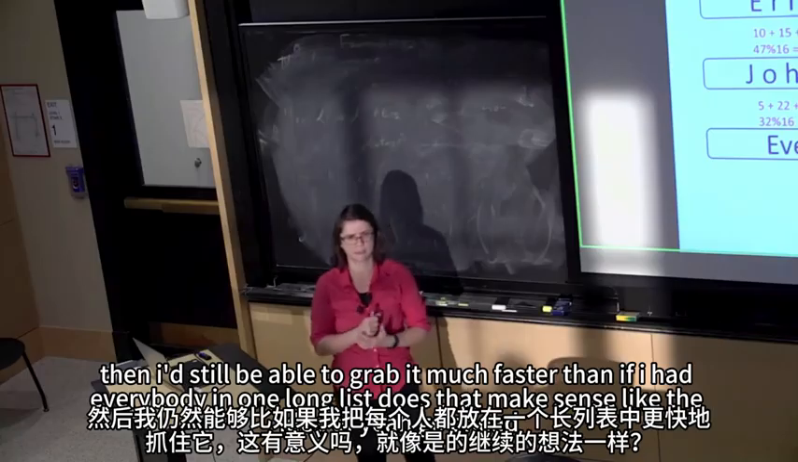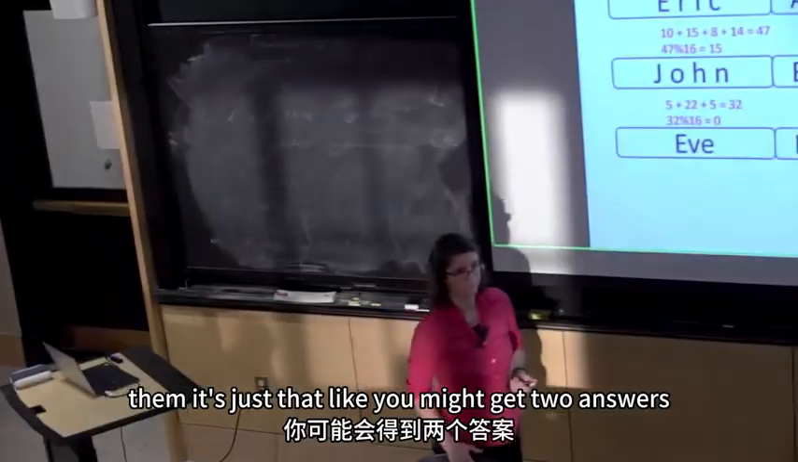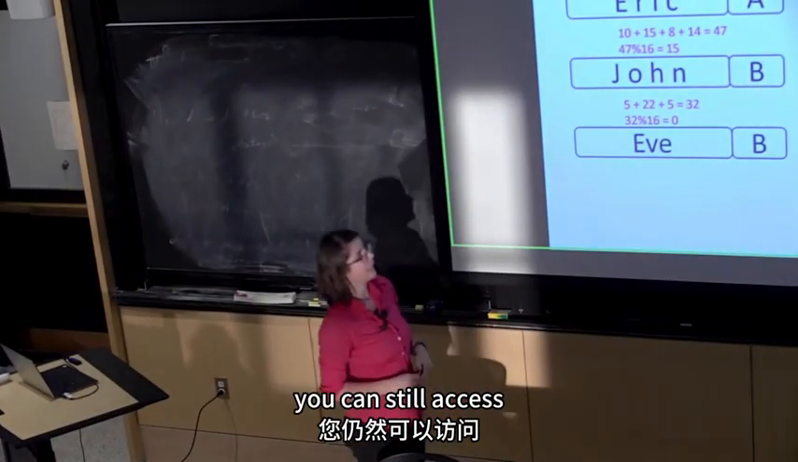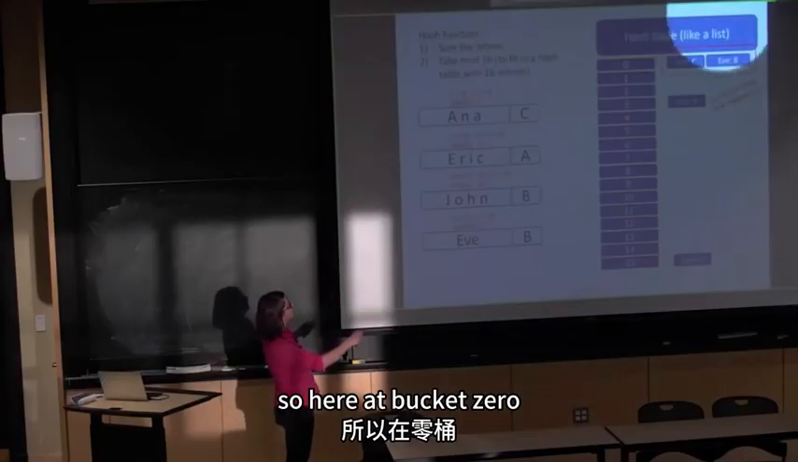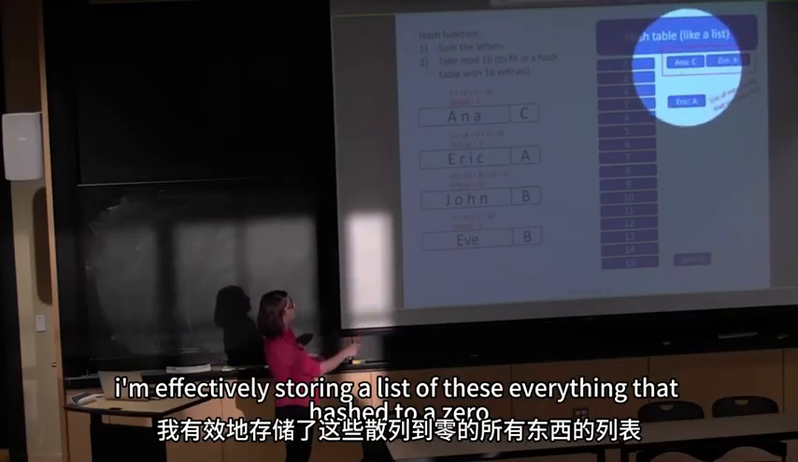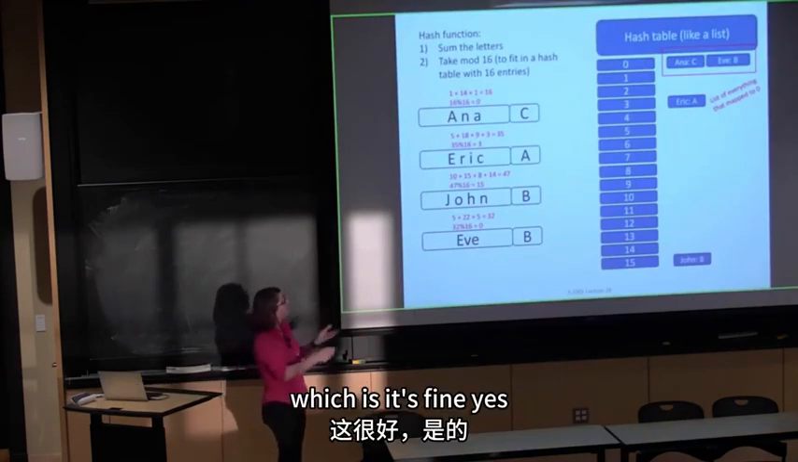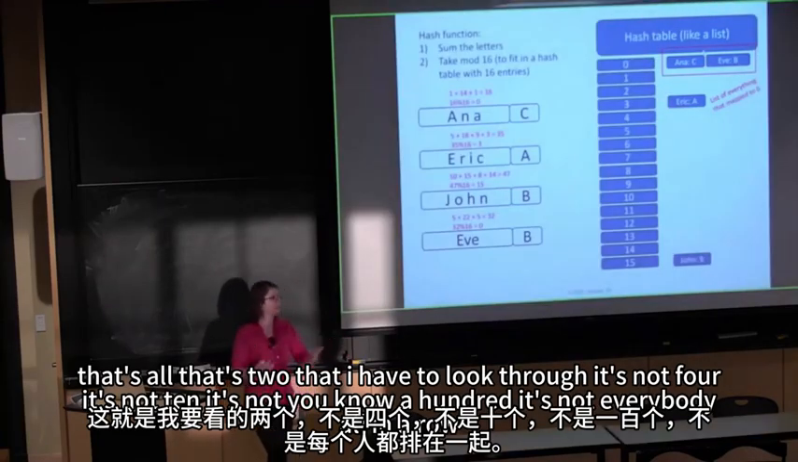Does that make sense? Like the idea of... yeah, go ahead. So you can still access them, it's just that you might get 2 answers instead of 1. Exactly, yeah, you can still access them. You just might have to look through a list of 2, right? So here at bucket 0, I'm effectively storing a list of everything that hashed to a 0, right? Which is fine. Yes, that's 2 that I have to look through. It's not 4, it's not 10, it's not 100. It's not everybody all in a row.